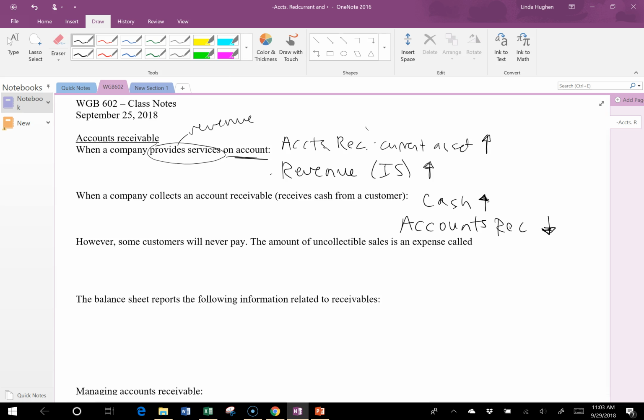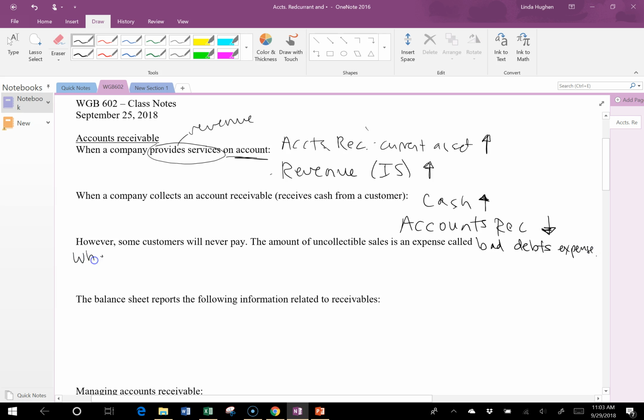All right, what else do we need to know about accounts receivables as managers? Some customers will never pay. We don't know which ones, so we sell on credit and we hope for the best. We do our monitoring of collections, but inevitably some customers will never pay. This amount of uncollectible sales is recorded as an expense called bad debts expense. You may have heard this term as uncollectible accounts expense. Same thing.